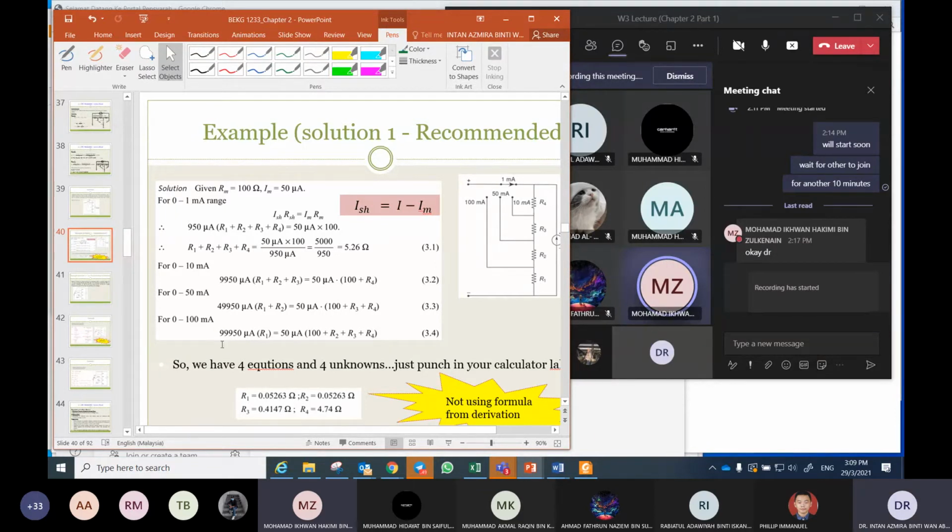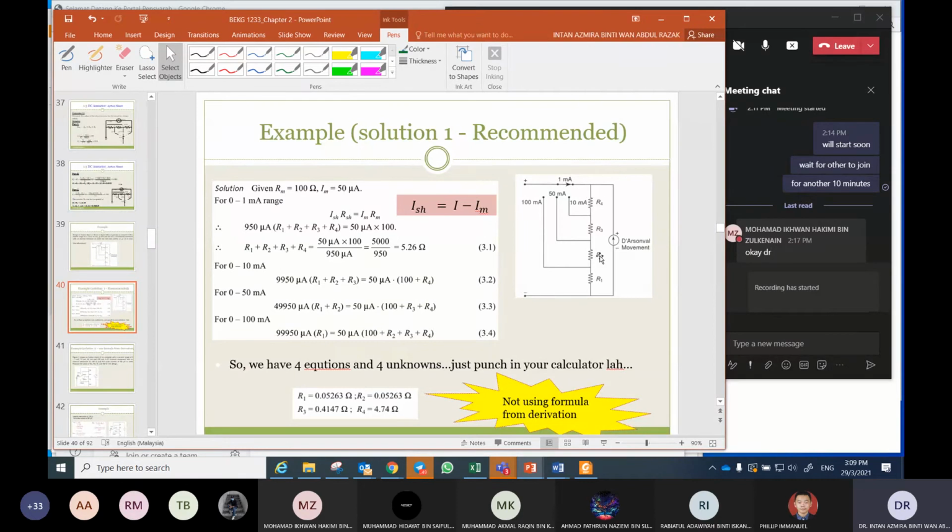Excellent. Okay, so this is I shunt 1, right? Yes, I shunt 1. Multiply with only R1, because the switch is tapped here at 100 milli, equal to Im, 50 micro, in the bracket of all the resistors at this path: R2, 3, 4 and Rm. Again, we cannot find it because we don't know R2, 3, 4.